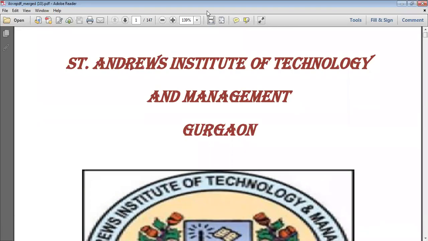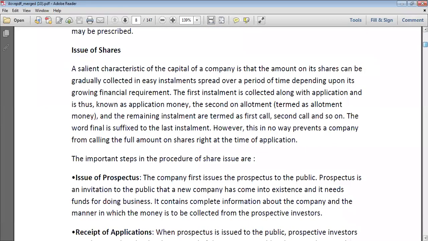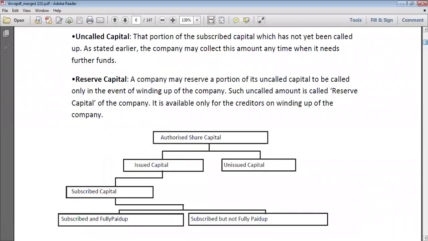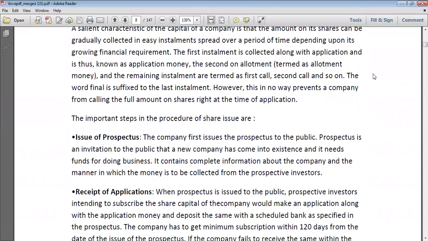See, in the last lecture we discussed the share capital of the company, the types of share capital, the types of shares, and the procedure which a company follows to issue the shares. Okay? So what is the procedure? Let's revise one more time. See, this is the procedure which a company follows to issue the shares.